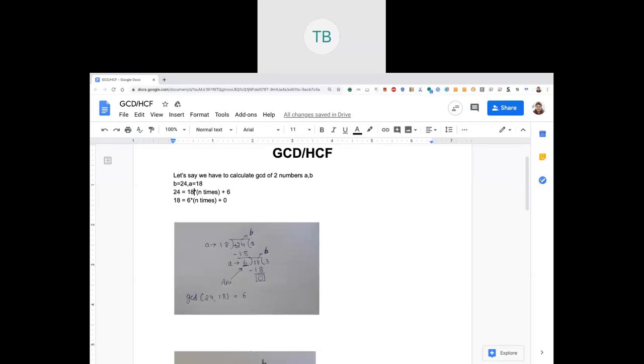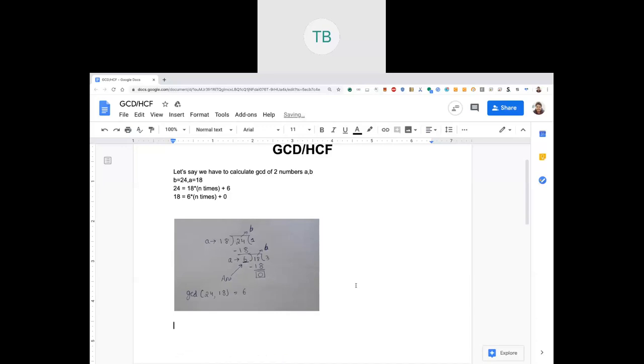In this image I have tried to show the same example. We divide 24 by 18, we get remainder 6, and then we divide 18 by 6, we get remainder 0. Here b is 24 and a equals 18. Now a changes to 6, the remainder which we get by dividing 24 by 18, and b becomes 18, which was previously a. So here we get remainder 0, and if we get remainder 0, then the previous a would be the answer.